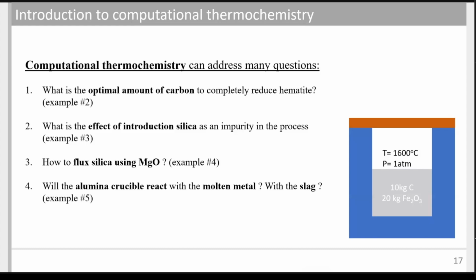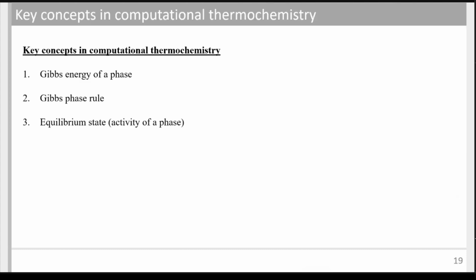But before doing that, we still need to understand a few concepts of computational thermochemistry to really appreciate and analyze the results that we're getting from these simulations. Okay, so the three concepts that I want to introduce today, and I think that they are super important, not only for thermodynamic investigation, but also for experimental work, are: what is the Gibbs energy of a phase; the Gibbs phase rule and how to define the equilibrium state of a system; and the analysis of the activity of a phase.